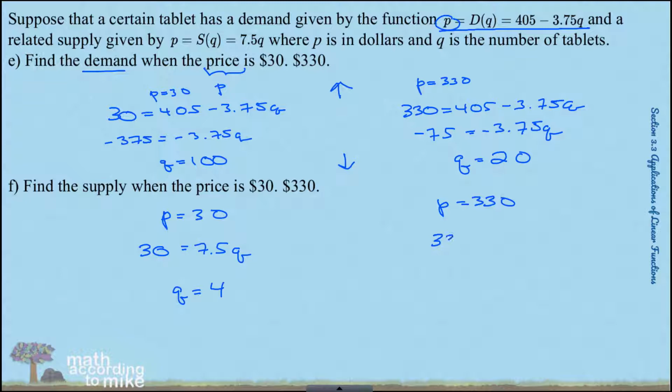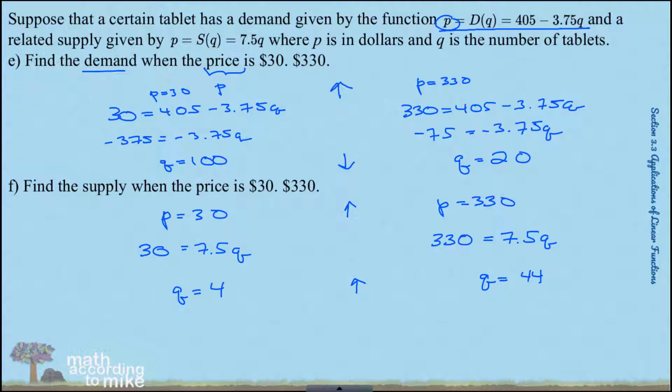And same deal, when the price is $330, that will now equal 7.5Q. Dividing both sides by 7.5, you get Q to be 44. So notice when price went up for supply, what happened to the supply? It went up. So you should see that correspondence.